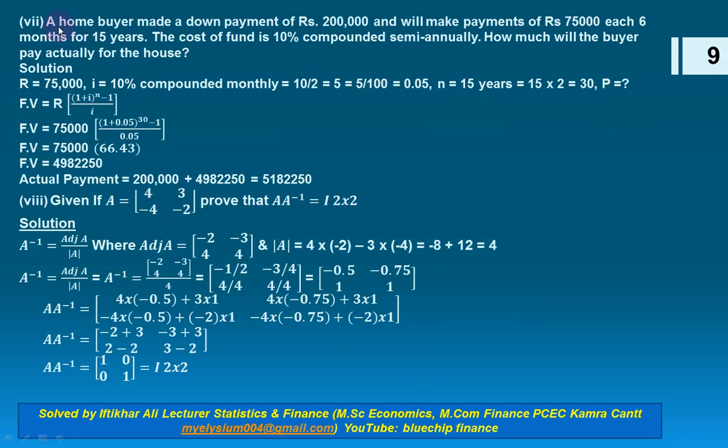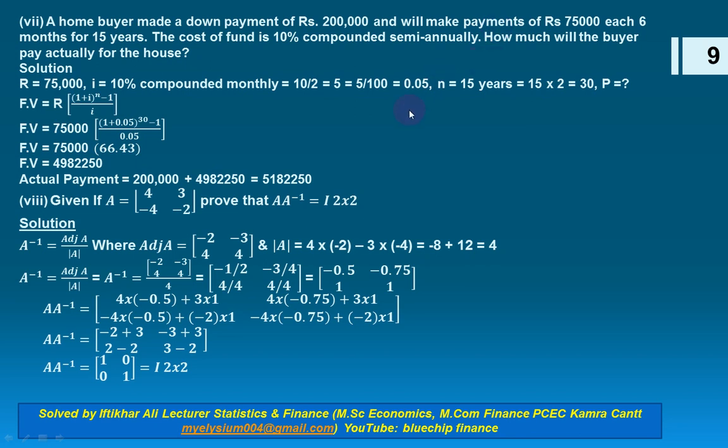Question number 7 is that a home buyer made a down payment of rupees 200,000 and will make payments of rupees 75,000 each 6 months for 15 years. The cost of fund is 10% compounded semi-annually. How much will the buyer pay actually for the house? So first of all, we will have to understand whether it is related to simple interest, compound interest, or annuity. If there are multiple payments, then it should be a case of annuity.